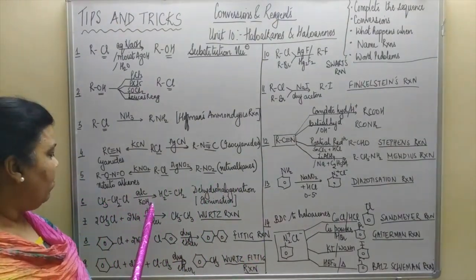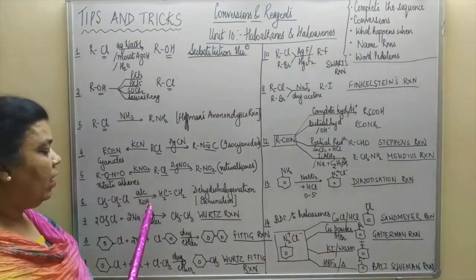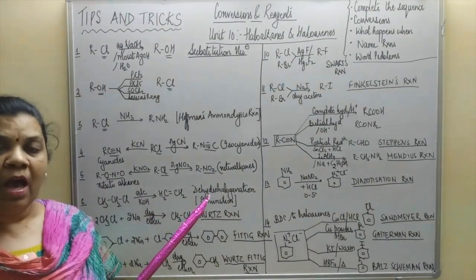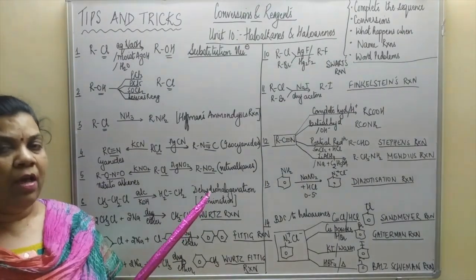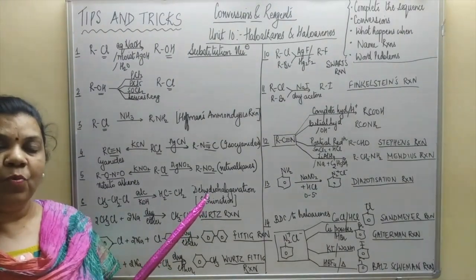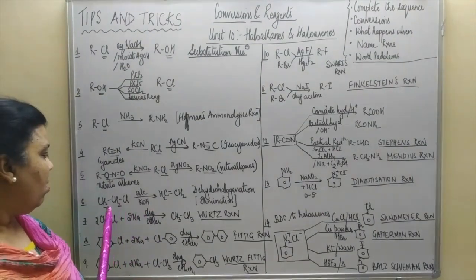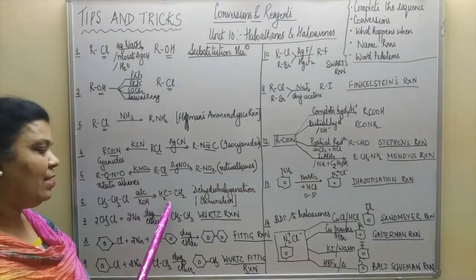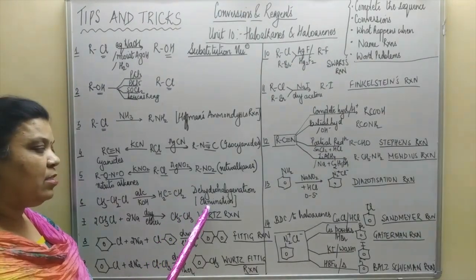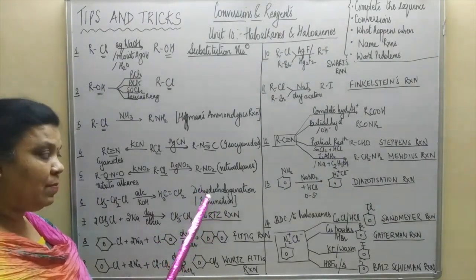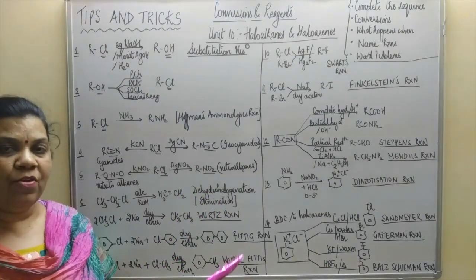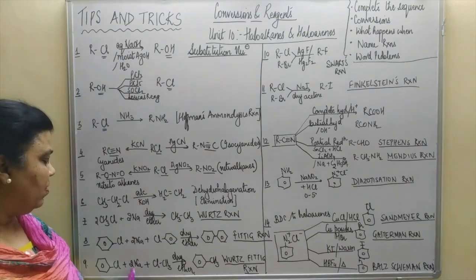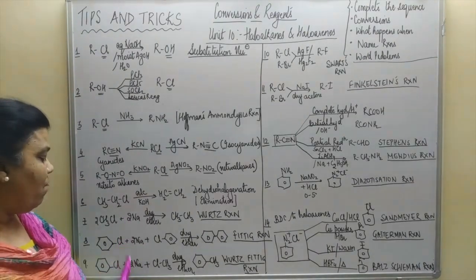Next is again a very important reaction, alcoholic KOH. The role of this is to carry out dehydrohalogenation, removal of hydrogen halide, removal of HX. So here, when any haloalkane is treated with alcoholic KOH, alkenes are the major product. As a result of elimination reaction, more specifically, dehydrohalogenation will take place.